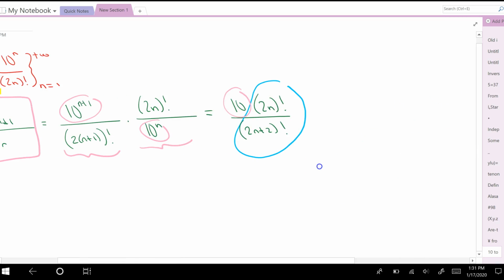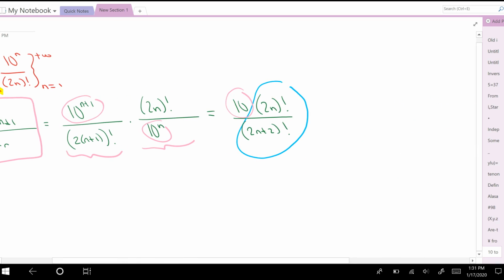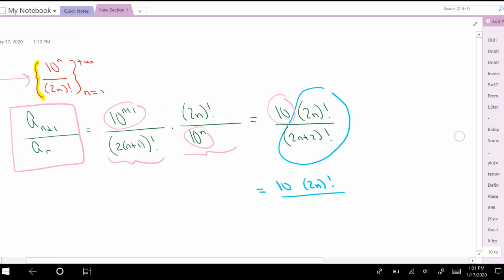So back to the question over here. We're left at this point with 10 times the quantity 2n factorial all over the quantity 2n plus 2 factorial. And because n is a positive integer, it is very obvious upon inspection that this number, 2n plus 2, is bigger than 2n. So all I'm going to do is write 2n plus 2 factorial as an expanded expression.